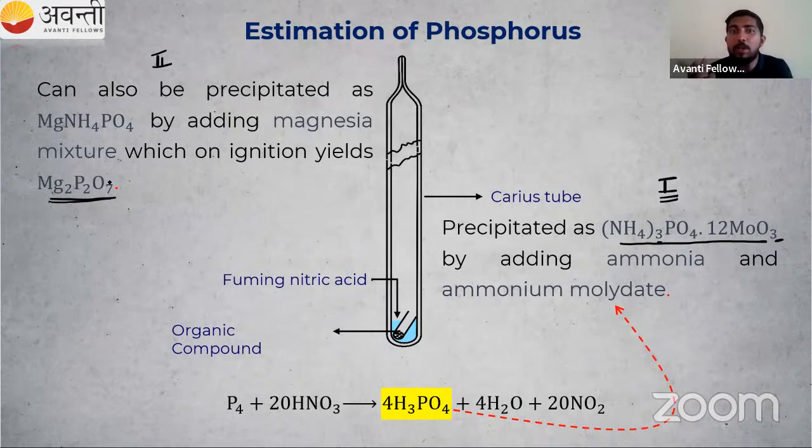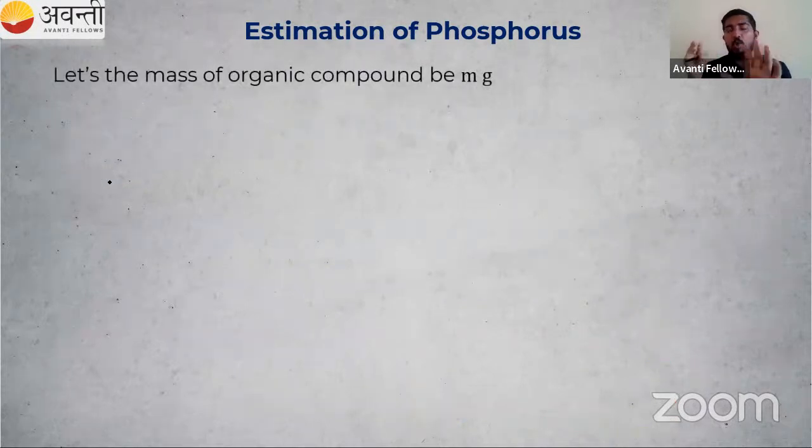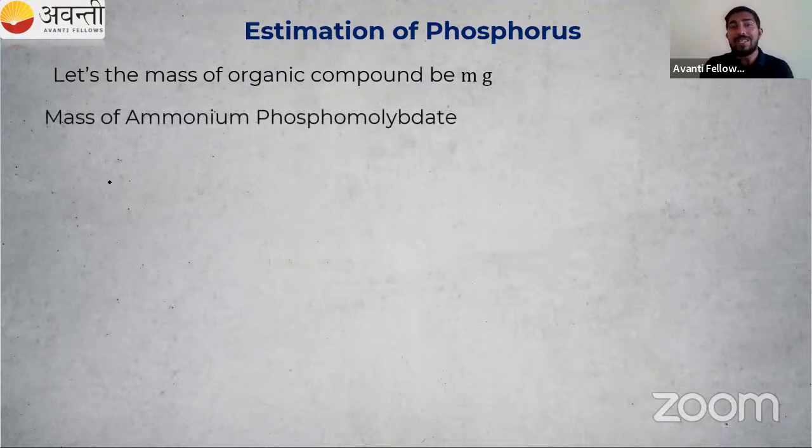Then we have to find the equation. So what is the equation to find the percentage of phosphorus? Again, the same process. We have an organic compound. The mass of the organic compound is m gram; we are assuming it as m gram. In the question paper, they will give the mass of the organic compound. Then what about the mass of ammonium phosphomolybdate?